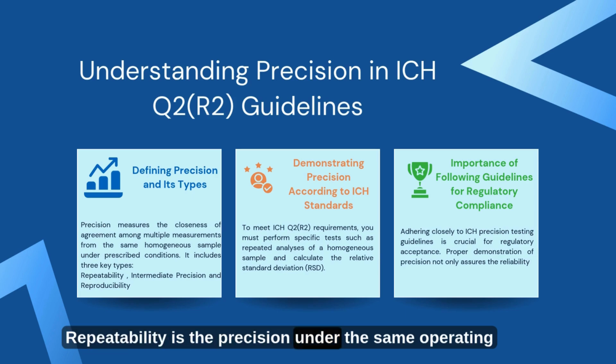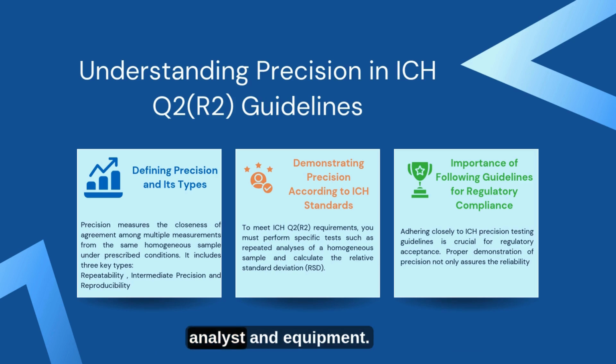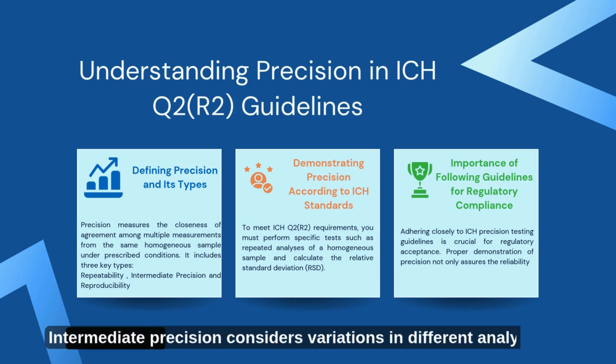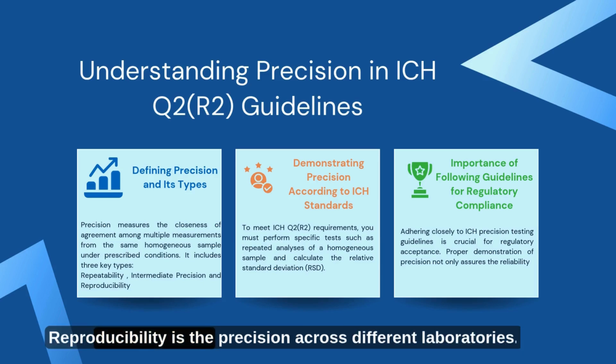Repeatability is the precision under the same operating conditions over a short period of time, using the same analyst and equipment. Intermediate precision considers variations in different analysts, equipment, or different days. Reproducibility is the precision across different laboratories.